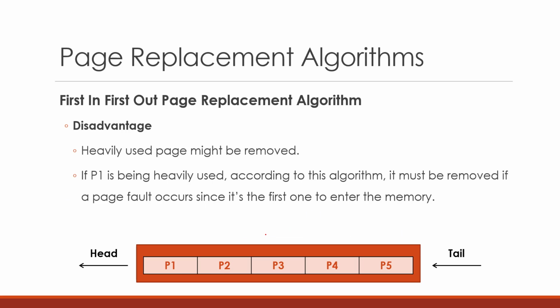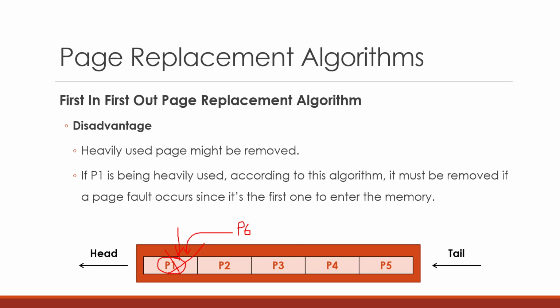But the problem with this algorithm is, maybe P1 is referenced again. This page might be in high demand, and after 1 millisecond it might be required again. In that case, what to do? We have replaced it with P6, right? Because it was the first one, or the oldest one. But maybe the P1 page has the highest priority, and it might be required by the CPU again.